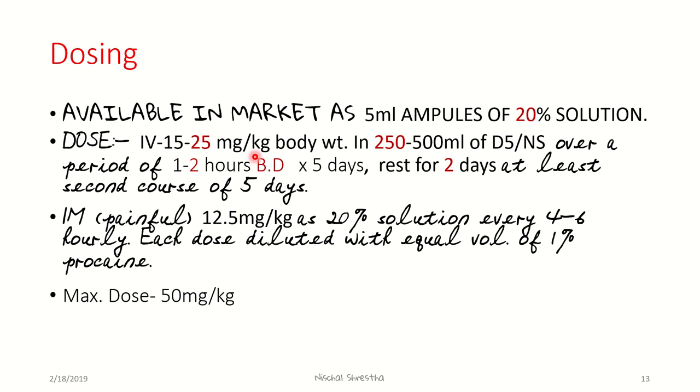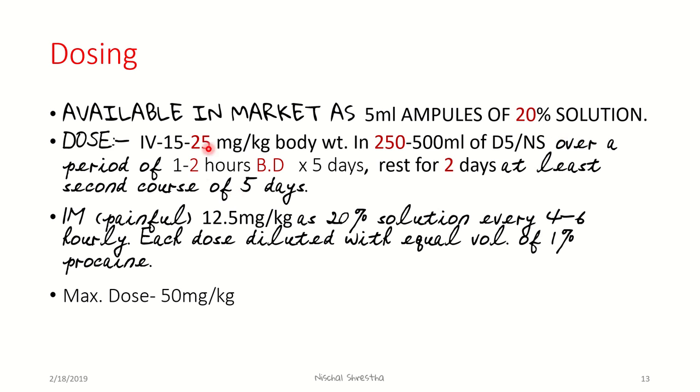And to remember the dosing, we must remember two numbers. One is 2 and second one is 5. Just remember 2 and 5. It is available as 5 ampules of 20% solution. And just remember one dose: 25 mg per kg body weight in 250 ml of D5 or NS. Just remember 25 and 250. And D5 means 5% dextrose, NS means normal saline.